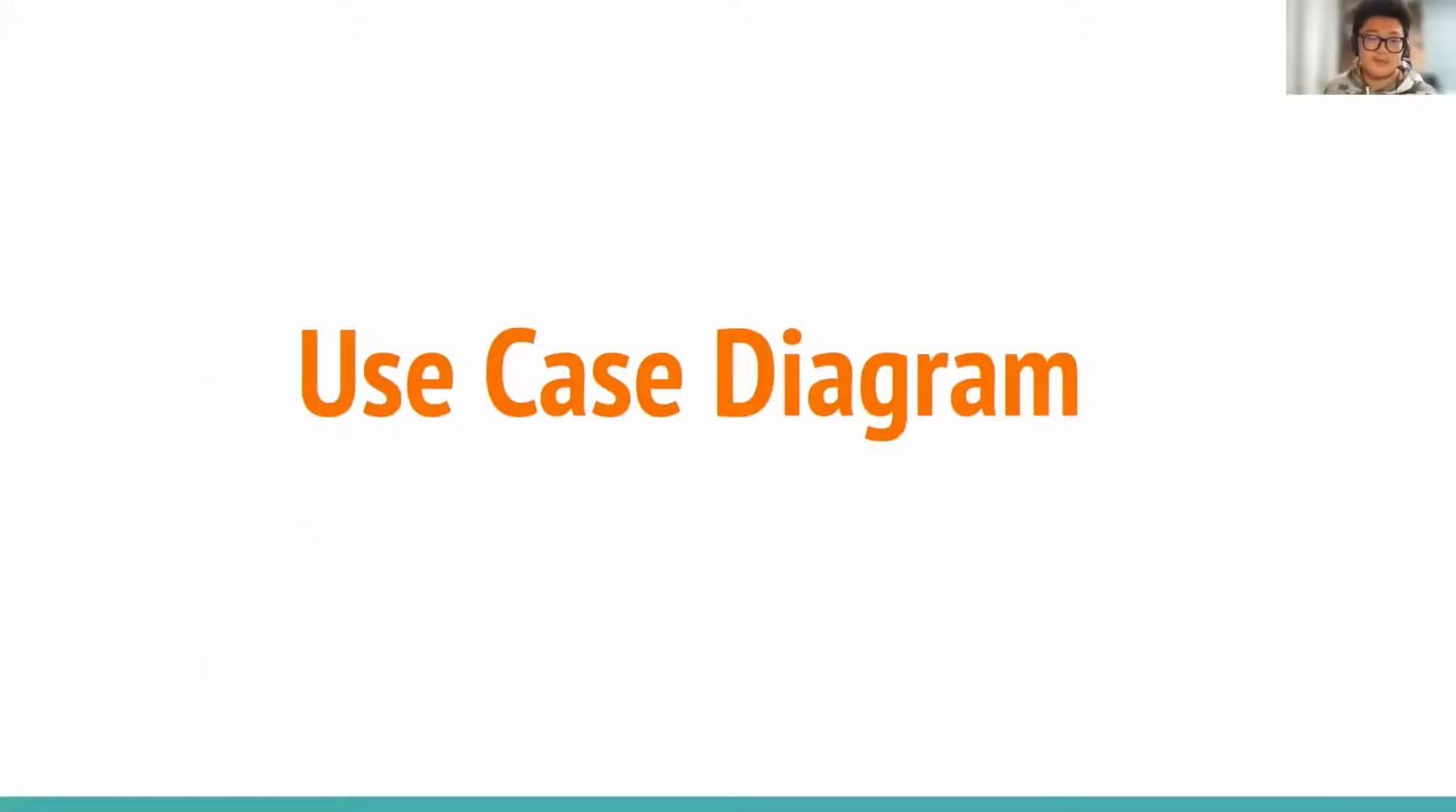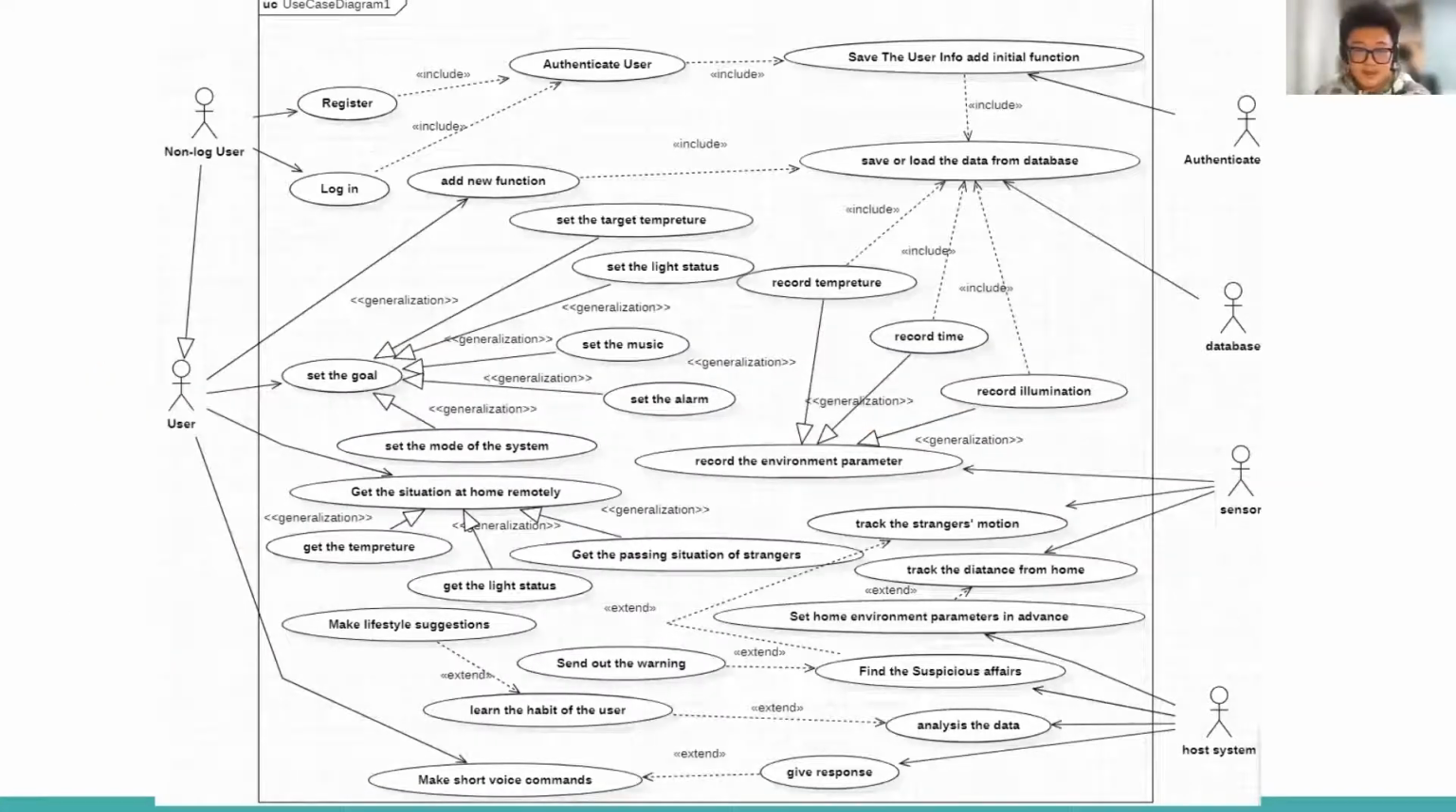So next, there will be the use case diagram. Firstly, we recognize two primary actors, which are the user and non-log user. And the non-log user is a generalization of the user. They can register and log in to get into our account and start to use functions like adding a new function when they purchase new equipment of our company, or setting the goal of the system. For example, the target temperature, the light status, the music or something else.